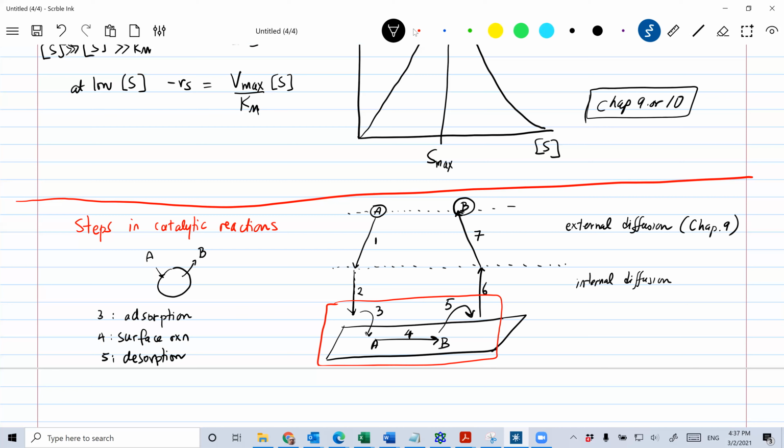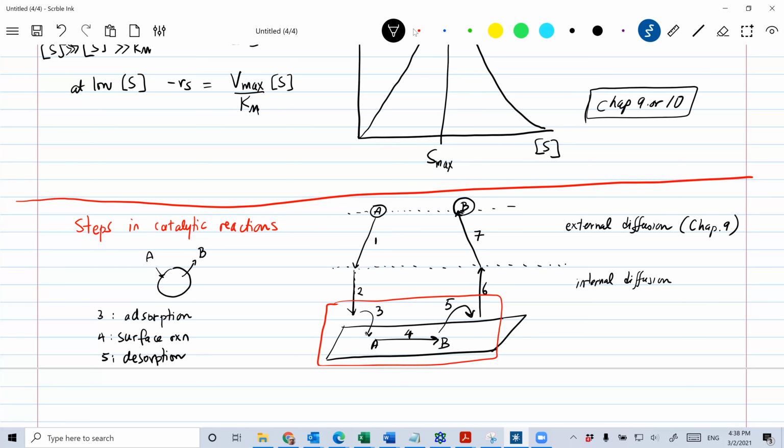One of those 3 steps can be rate limiting, right? So if you say adsorption is rate limiting, that is how you derive your reaction rate expression. Surface reaction is rate limiting about 75% of the time in real reactions. So that's often the one that one guesses. If you don't know yet, that's the one you guess to be the rate limiting step, because reactions are often slower than adsorption and desorption.